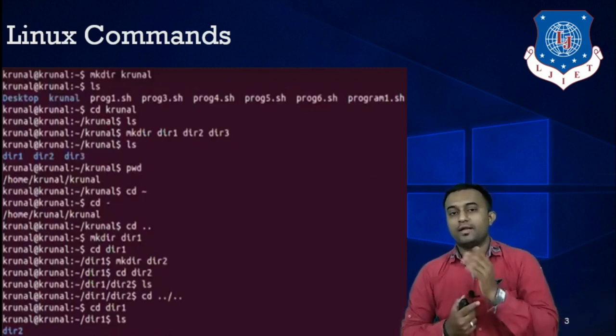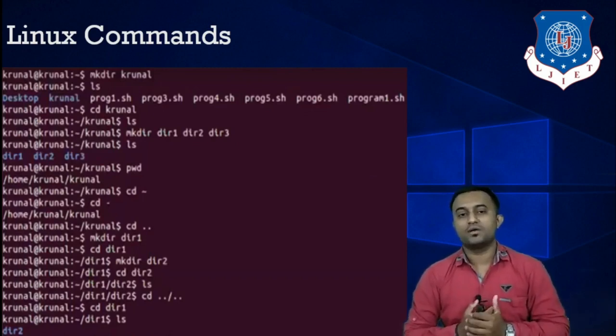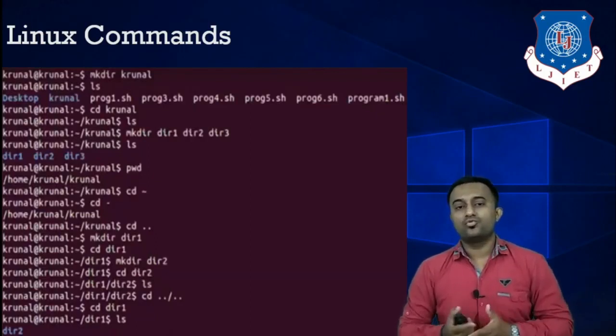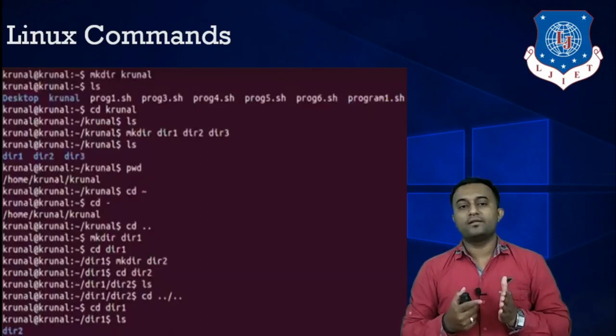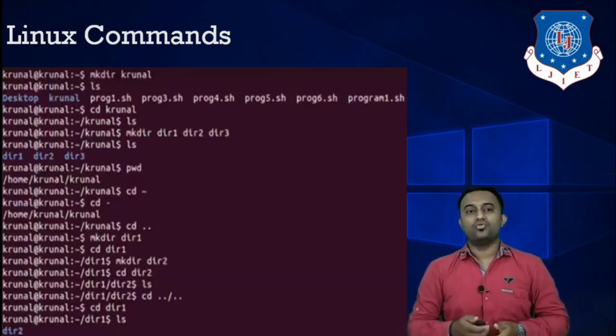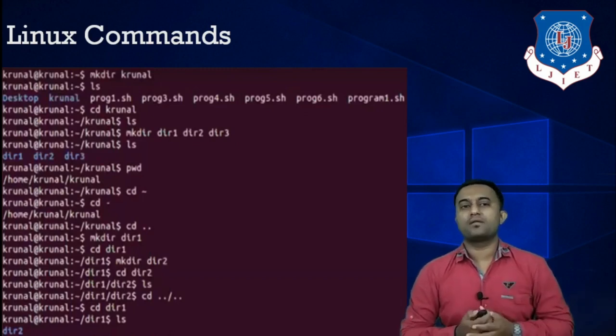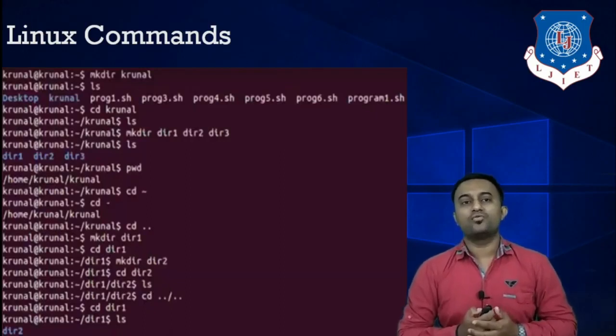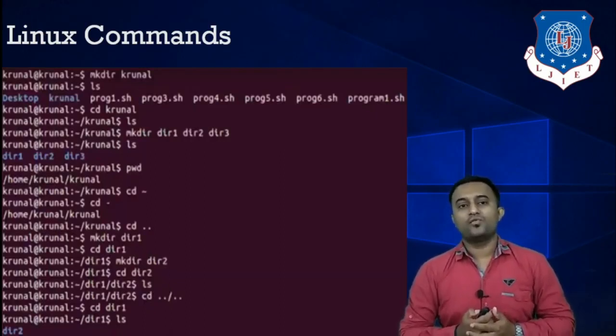So right now you can see directory number 1 contains this directory number 2. Okay. So in this way you can use the cd command, and you can use the make directory command to create a directory. If you want to see the present working directory, we have the pwd command.